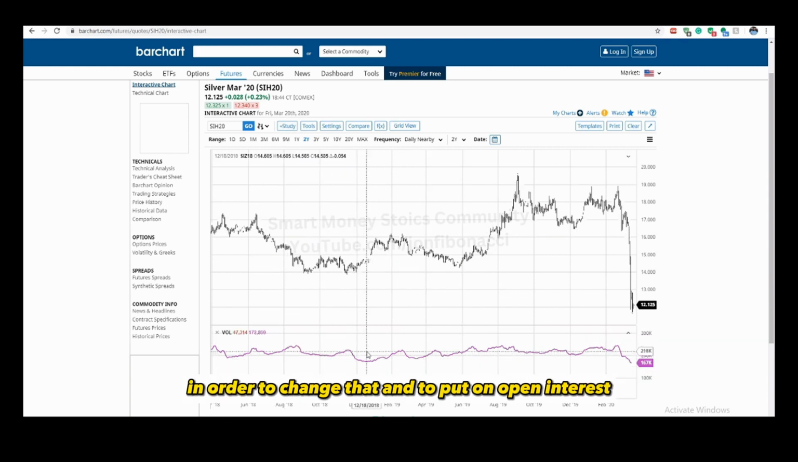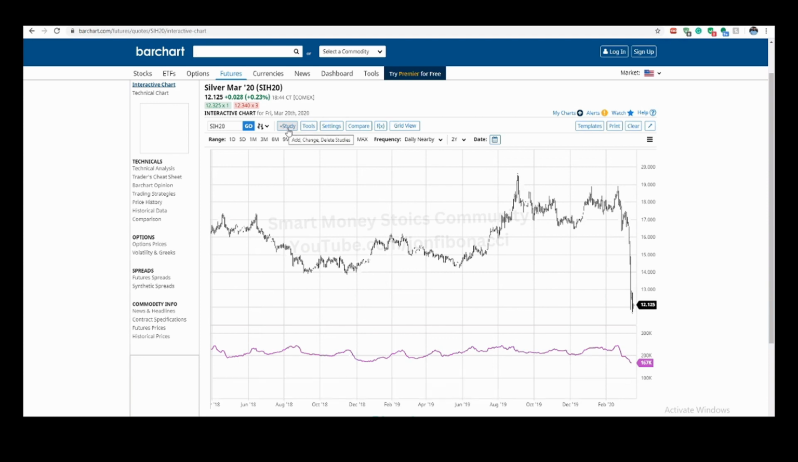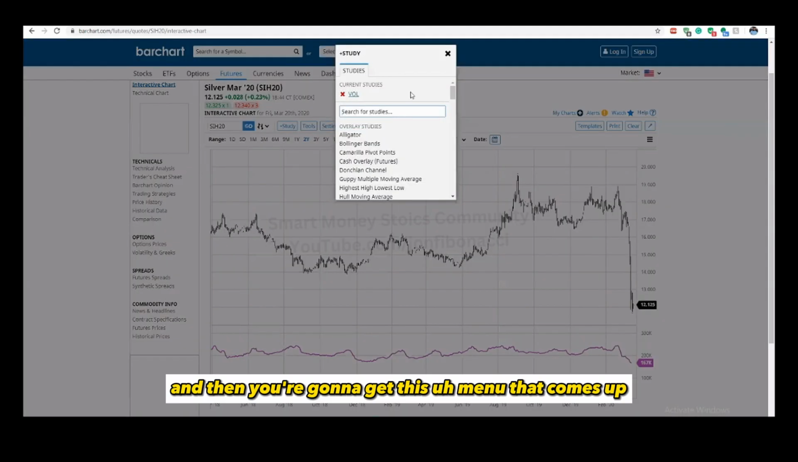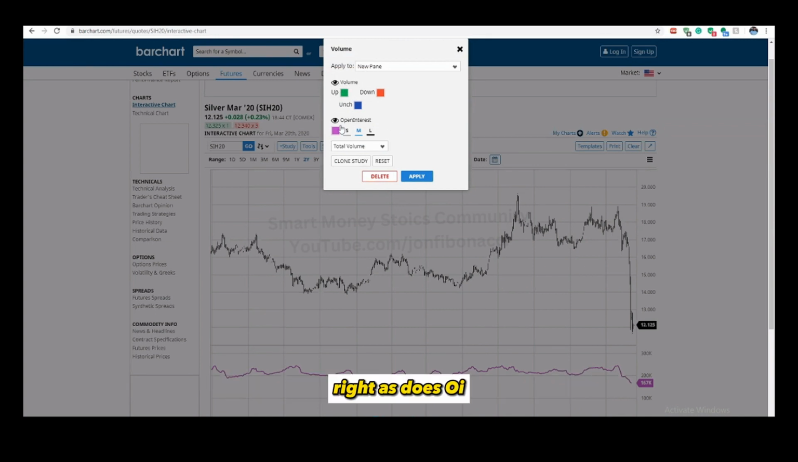In order to change that and to put on open interest, what you've got to do is come up here to plus study, and then you're going to get this menu that comes up. What you're going to do is click on volume. Okay. And when you click on it, your volume is going to have the Illuminati eye on it, right?